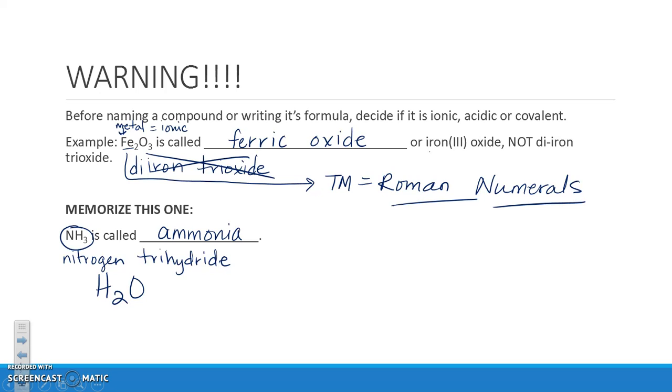And make sure you don't confuse ammonia, NH3, with ammonium, NH4, your polyatomic ion. They're not the same thing.